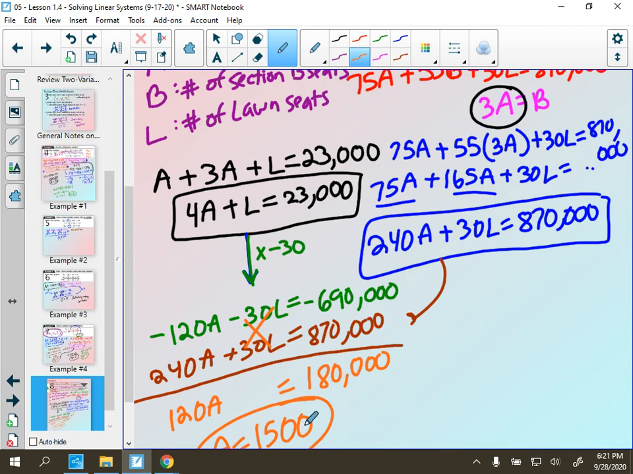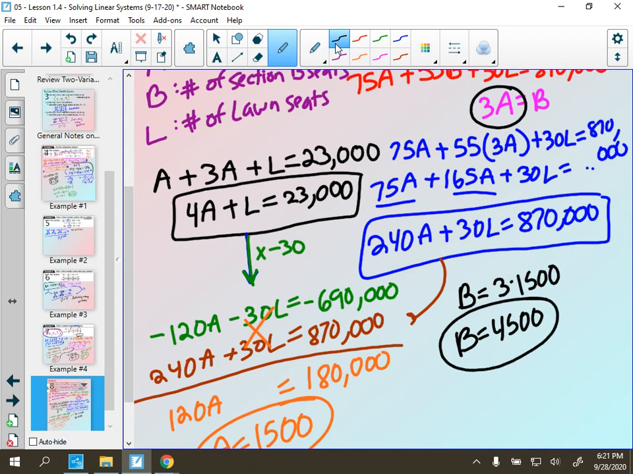I just basically need to triple that. So the B seats, B is going to be equal to 3 times that number we just came up with. So B equals 4,500. So far, so good. We've met that criteria of B being twice as big as A, the quantity of seats.